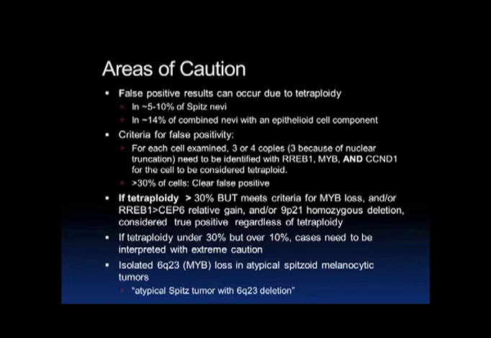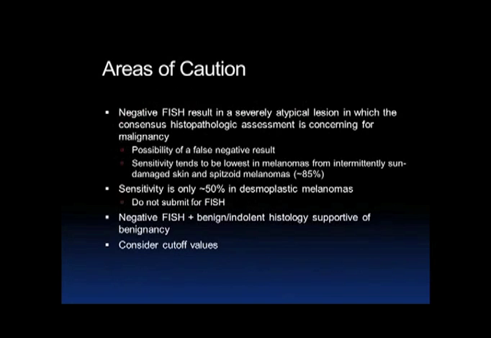So now, this is all great for the over 30% tetraploid, but if tetraploidy is under 30% but over 10%, you have to get into even more muddy waters. Now, isolated 6q23 loss in atypical Spitzoid melanocytic tumors is actually something that has been described as more of a benign feature, and some suggested to create basically an entity called atypical Spitz tumor with 6q23 deletion.